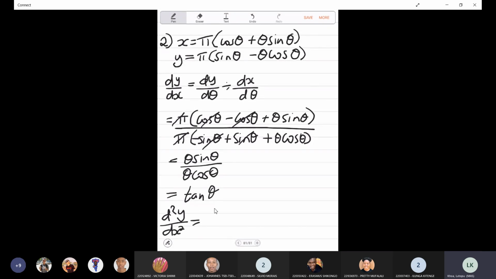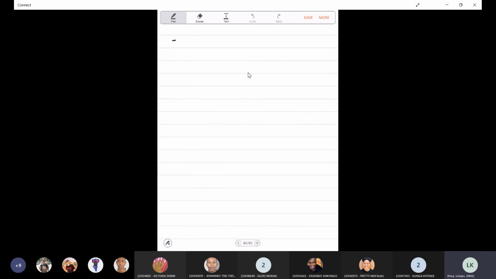And then the second derivative, d2y dx2. We differentiate this with respect to theta and then divide by dx d theta. So this is d by d theta of dy dx, and then divide by dx d theta. So that gives us the derivative of tan, which is sec squared of theta. Yeah, so let's go back.